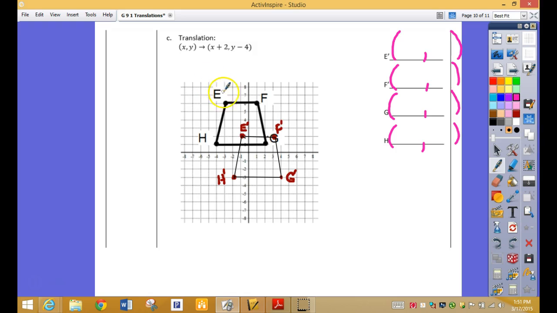Okay, after we translate this, we go right 2, down 4. So 2 to the right, and then 4 down. So our new ordered pairs for E are going to be negative 1 and 2. The new image for F is going to be 3 and 2. For G, it's going to be 4, negative 3. And for H, our new image will be negative 2, negative 3. There you have it. So after you get this right, you get to do homework pages 1, 2, and 3 in your packet.